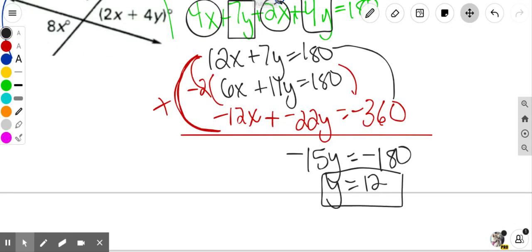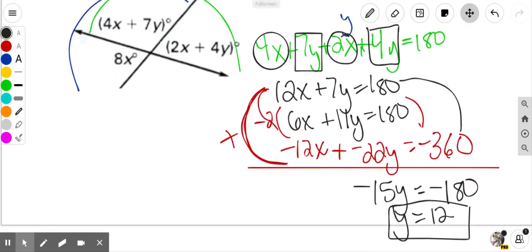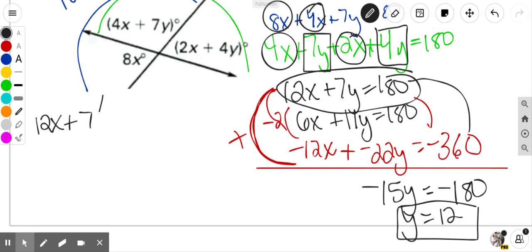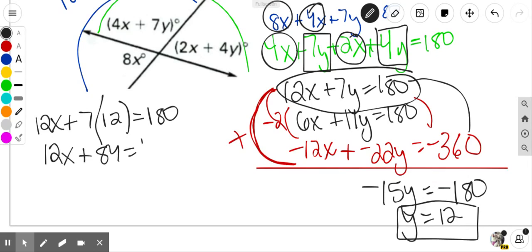When you're solving a system, once you get one of the variables, to get the other one, you just take it and plug it into any of the equations. It doesn't matter. So I'll choose this first one. I'm going to have 12x plus 7, and then in parentheses 12, equals 180. So that's 12x plus 84 equals 180. Subtract 84. So that's 12x equals 96.